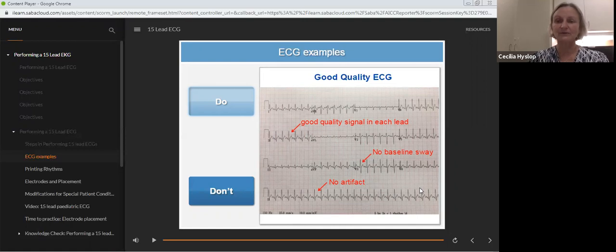So if a patient is moving around a lot, for instance, that may cause some artifact or some baseline sway. Maybe there's some equipment that's causing some artifact, and we'll go through that. And so what we want is to wait, and when you have a good signal, like the example it's showing here, then to press ECG.